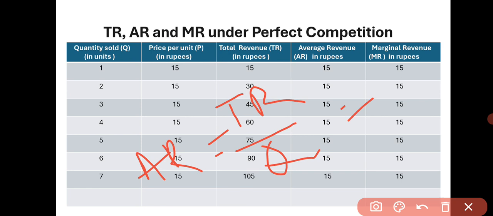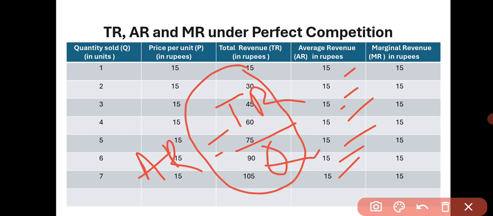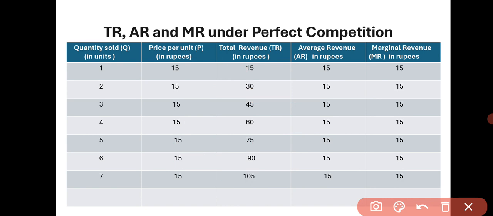60 by 4, 15. 75 by 5, 15. 90 by 6, 15. And 105 by 7 is equal to 15. So it is calculated just by taking total revenue TR by Q, quantity sold. Then we will come to the marginal revenue column.